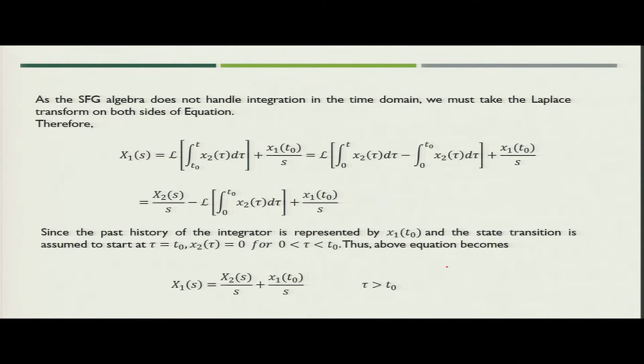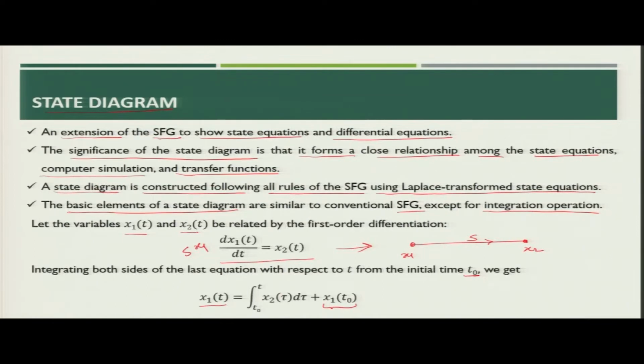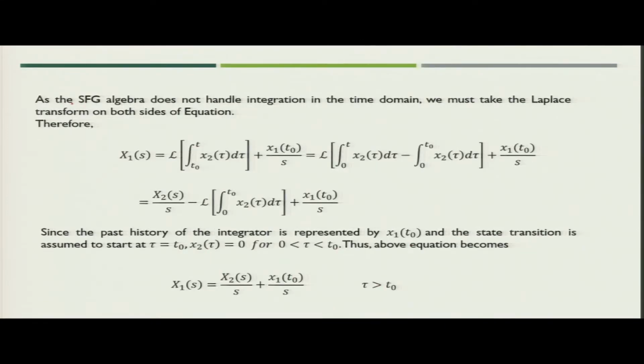Now, as we know that signal flow graph algebra does not handle integration in time domain, what we have to do? We have to take the Laplace transform on both sides. So, we can write X1(s) is nothing but the Laplace of the integration from t naught to t of x2 d tau, plus x1(t naught)/s.